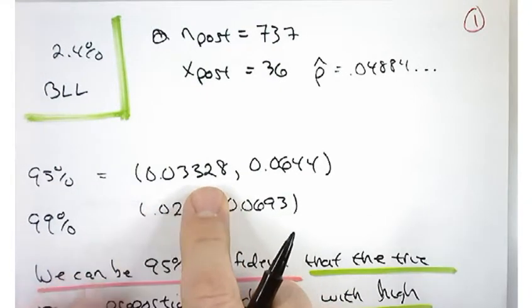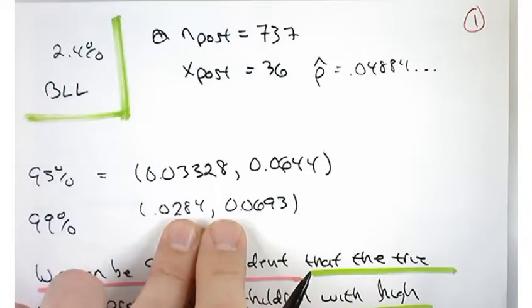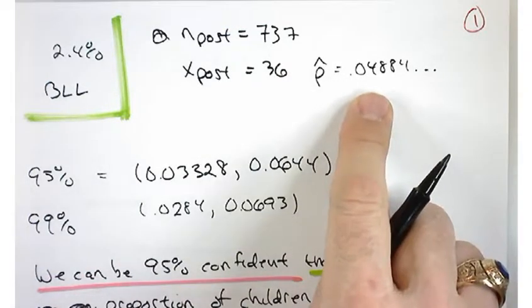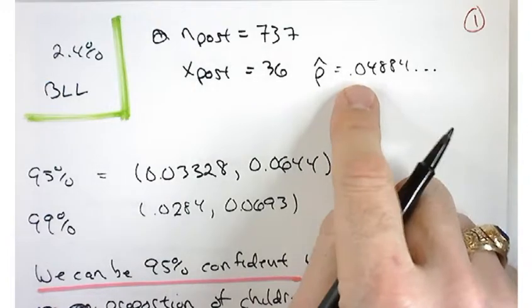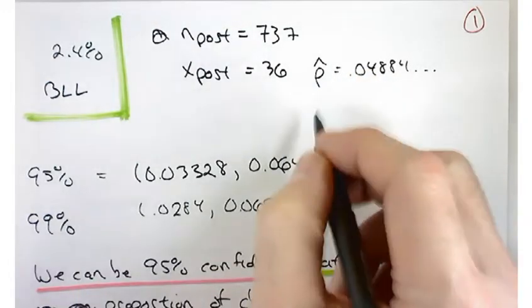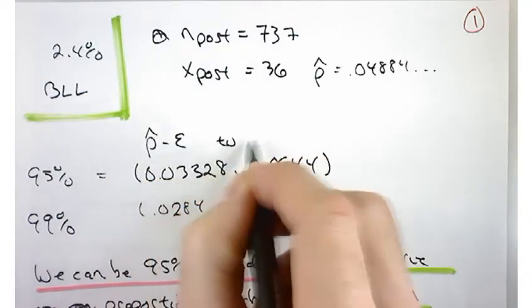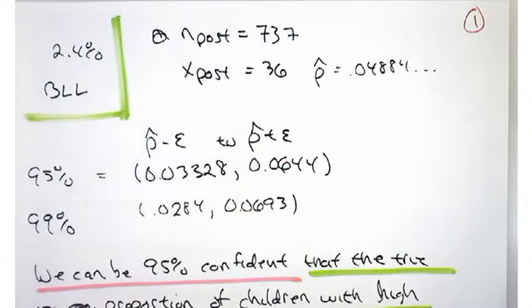And we found a 95% and 99% confidence interval. Now these confidence intervals really reflect an error, a distance from our p hat. And that distance is going to be e. So what this is, it's p hat minus e to p hat plus e.